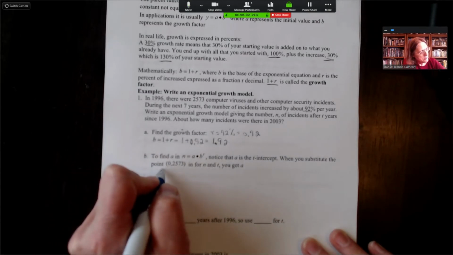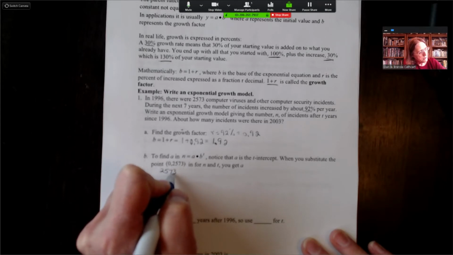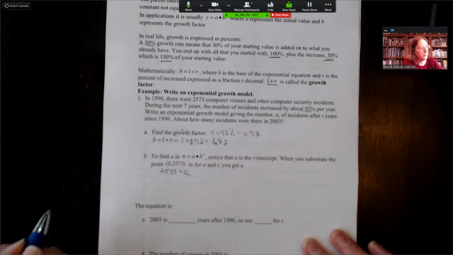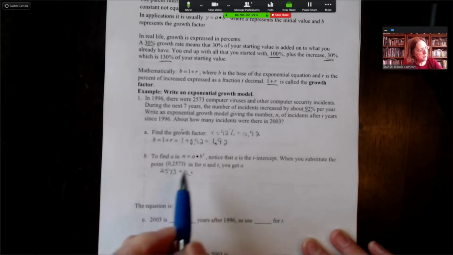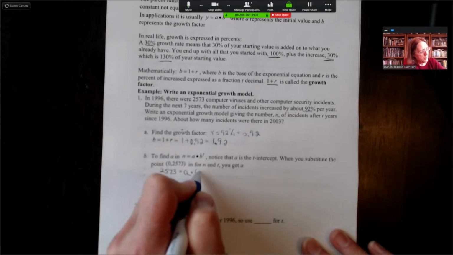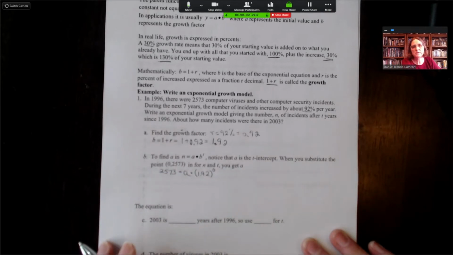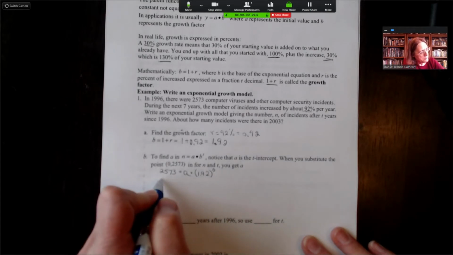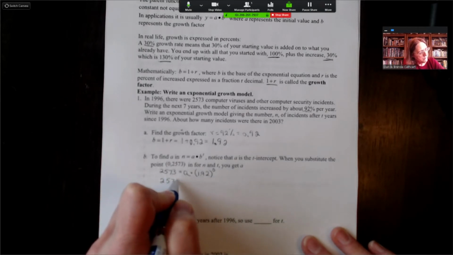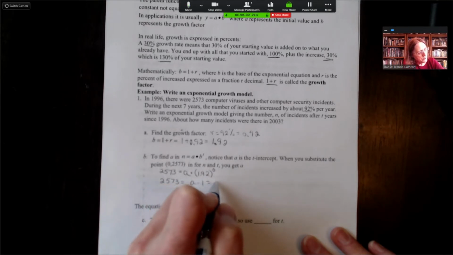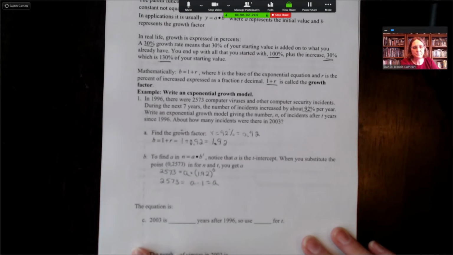N is 2,573. A is the number that we're solving for. B is our growth factor of 1.92. And t is our year 0, 0 years since 1996. Anything to the 0 power is 1, so we get 2,573 is equal to a times 1, which is a.